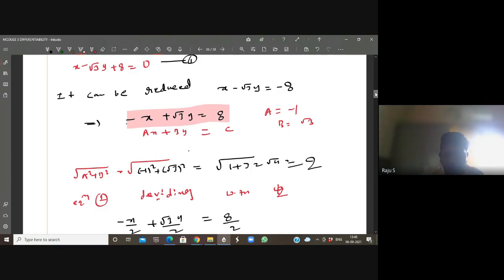Now divide each and every term by root over a square plus b square. Root over a square plus b square means root over minus 1 square plus root 3 whole square. So that is equal to root over 1 plus 3, since the root and square get cancelled. So root over 1 plus 3 is nothing but root 4, which is equal to 2. This we must divide in the given equation.